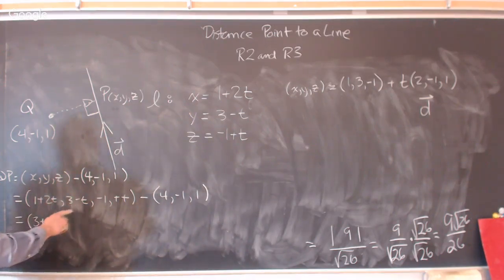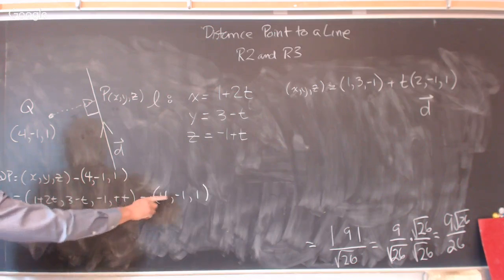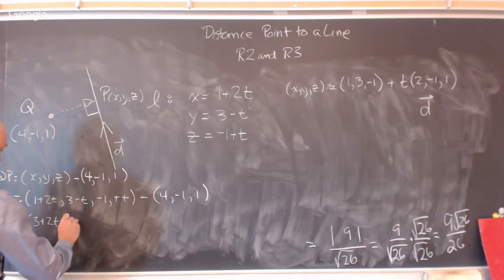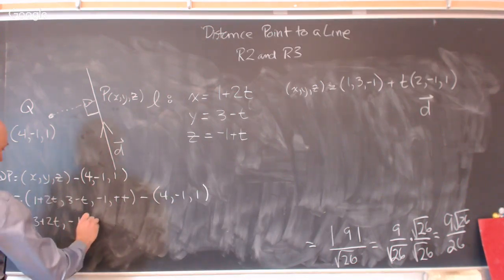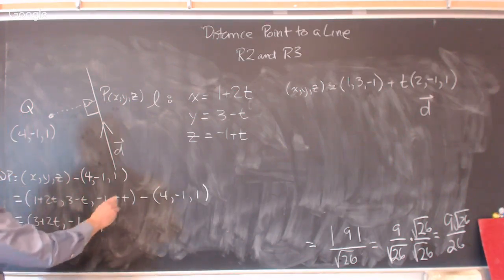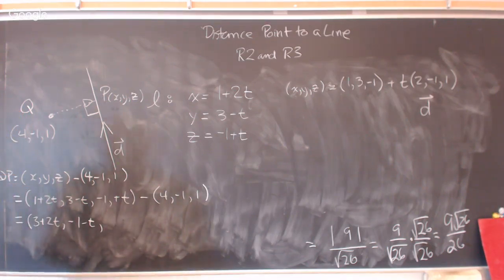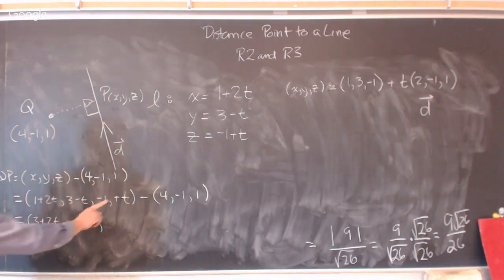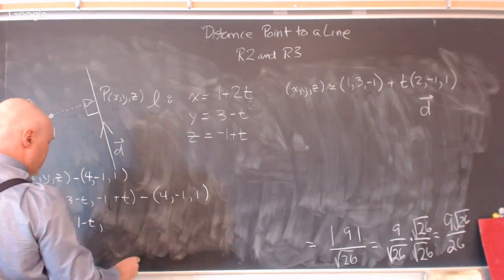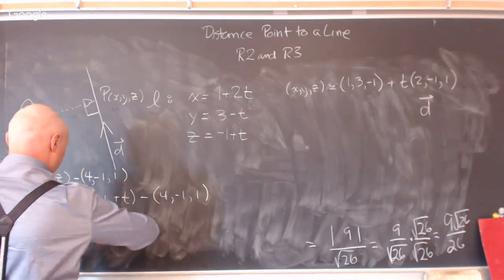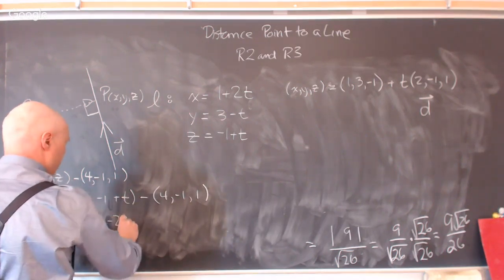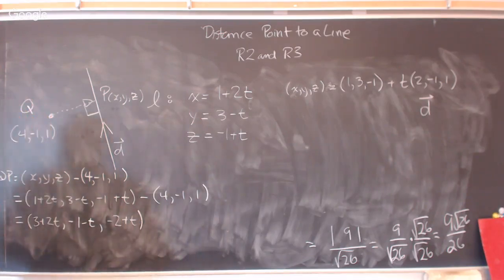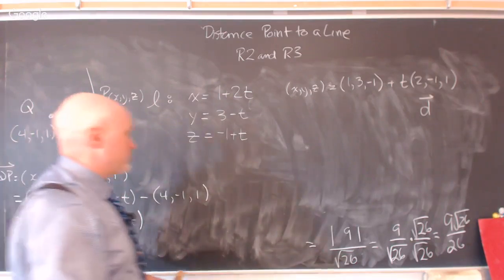Okay, good. So where were we? We were at 3 minus t minus 4, and so this is going to be negative 1 minus t. Okay. My t's are turning into little pluses here. All right. And this is negative 1 plus t minus 1, so this is negative 2 plus t. Okay. So there's my vector QP expressed in algebraic form.